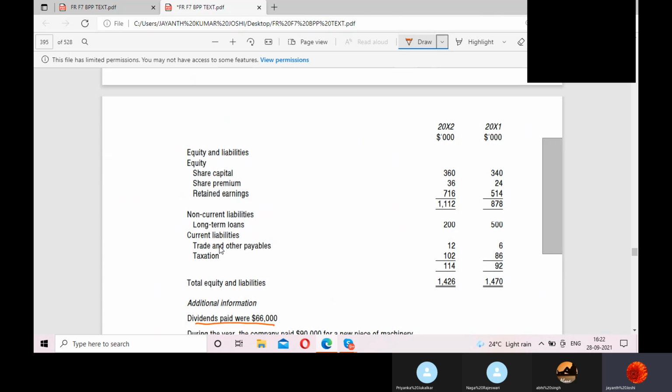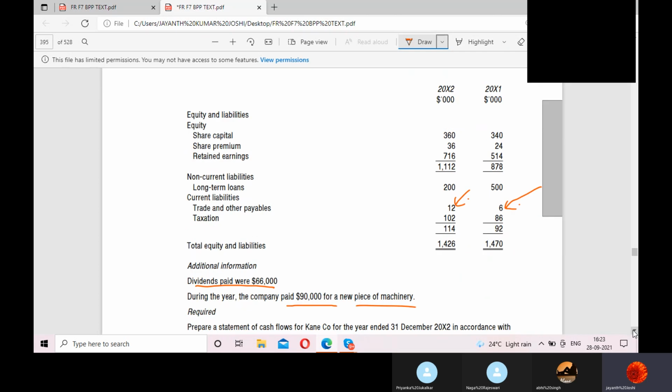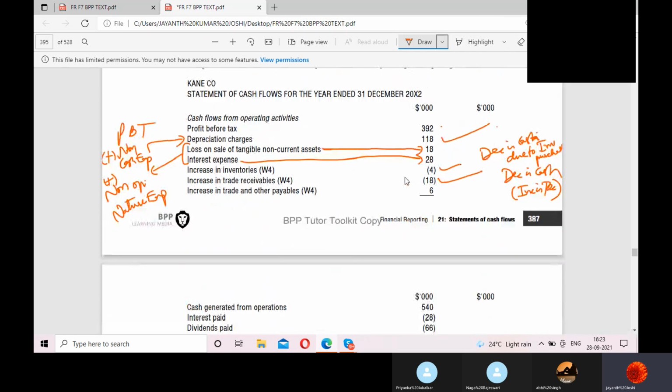Next, like current liabilities, we would see trade and other payables. We had our trade payables to the tune of 6. Now it is 12. That means we did not make payments to our suppliers or payables. We bought the goods from them, but we did not make the payment. So the cash balance is high. It is a positive balance. So the 6 difference you need to add.